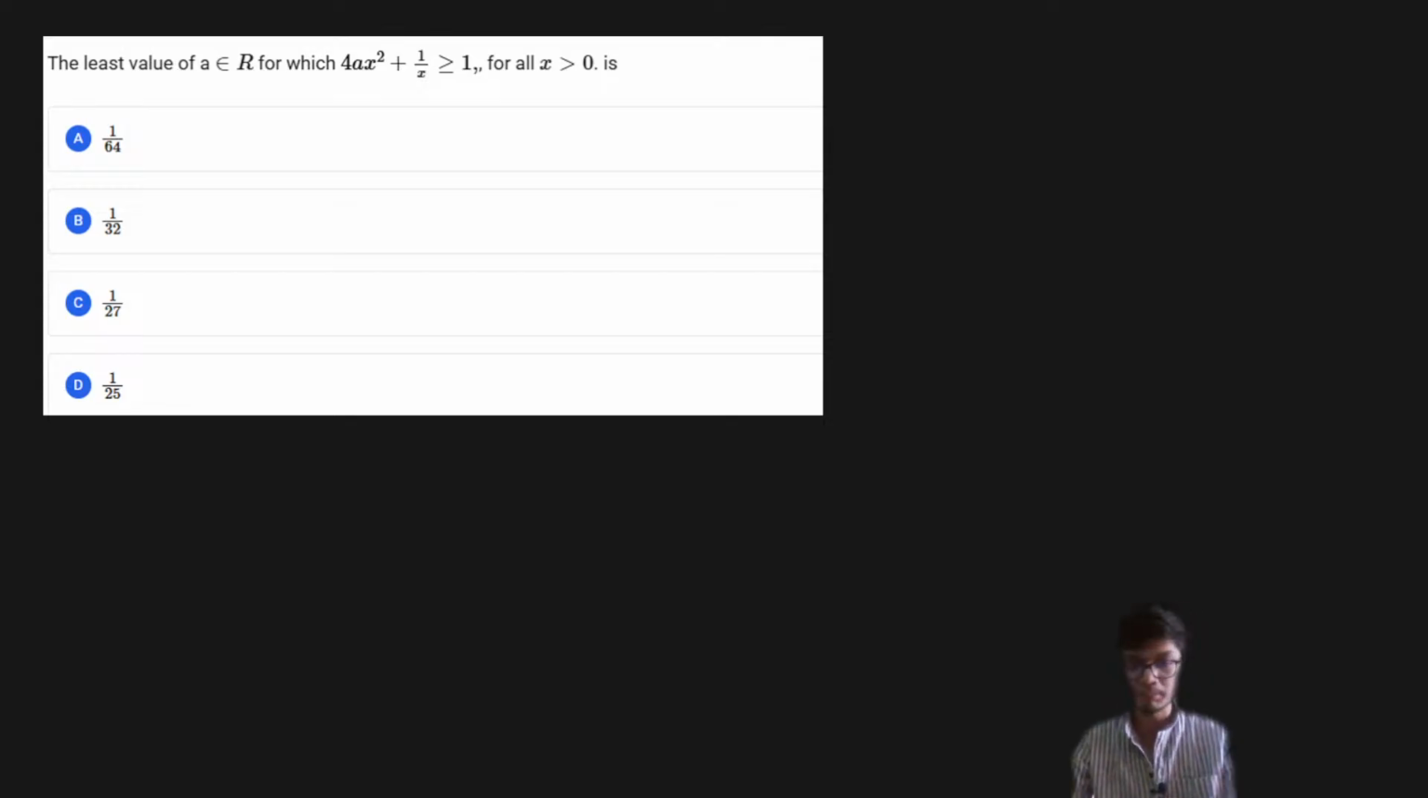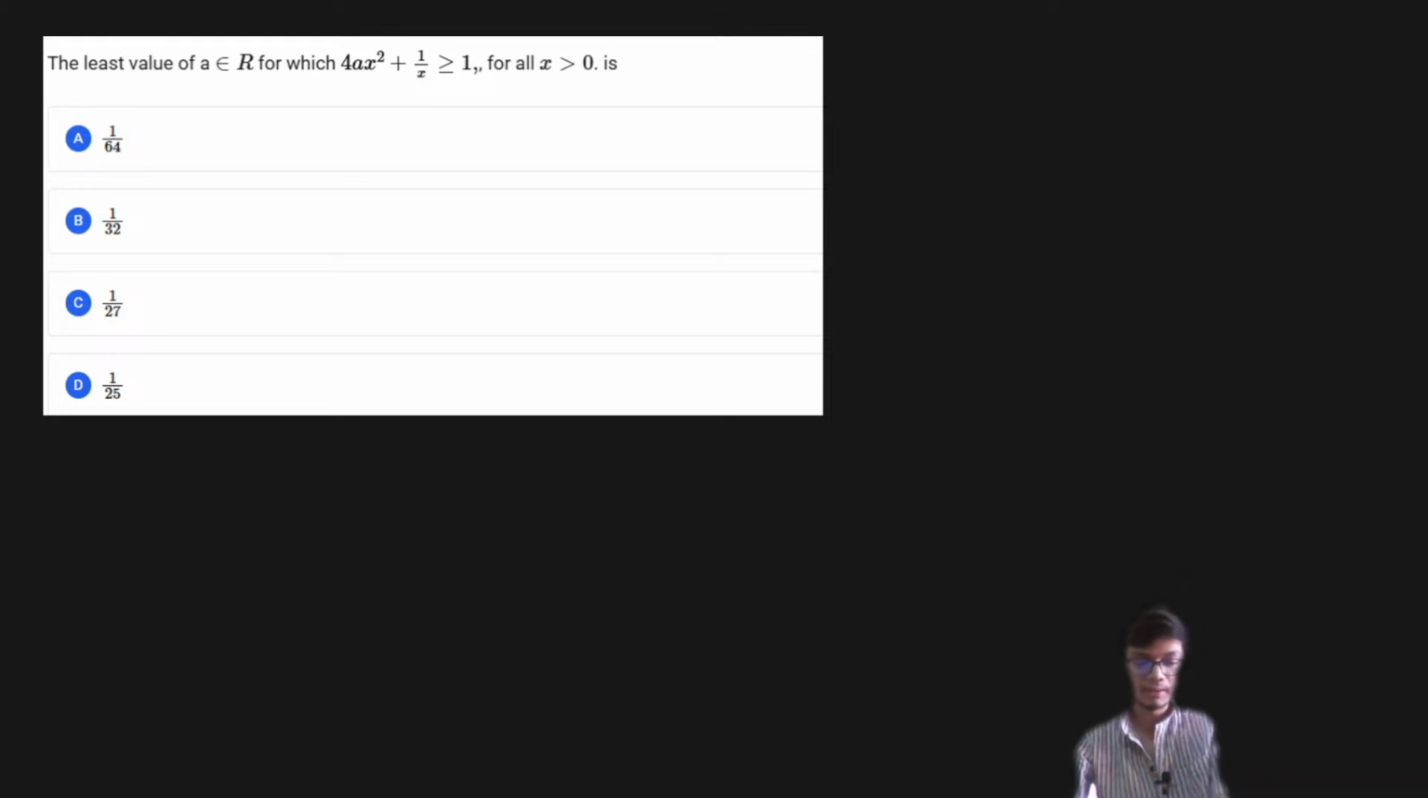Again, we have a question from maxima minima. We have to find the least value of A for which this particular value is greater than 1. Now, if you try to apply calculus over here, you can definitely get it. But instead of applying calculus, you can also think of applying the portion of the arithmetic mean being greater than the geometric mean. You can also think of applying the arithmetic-geometric mean inequality.